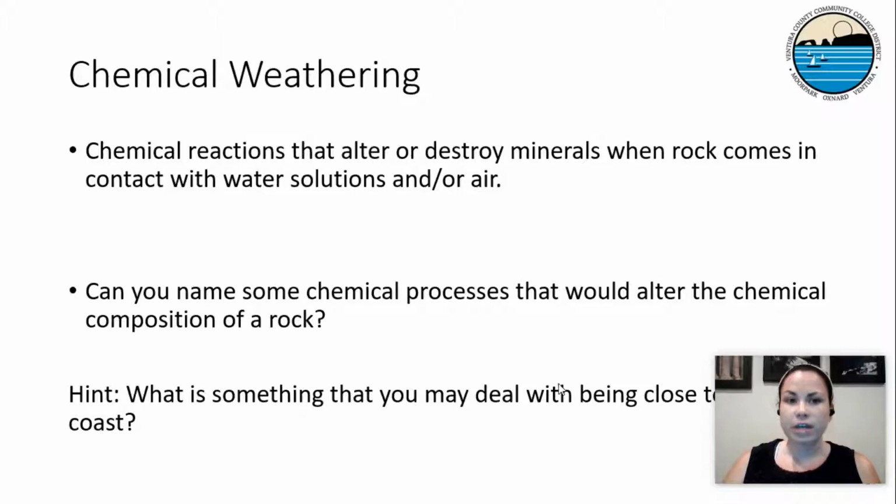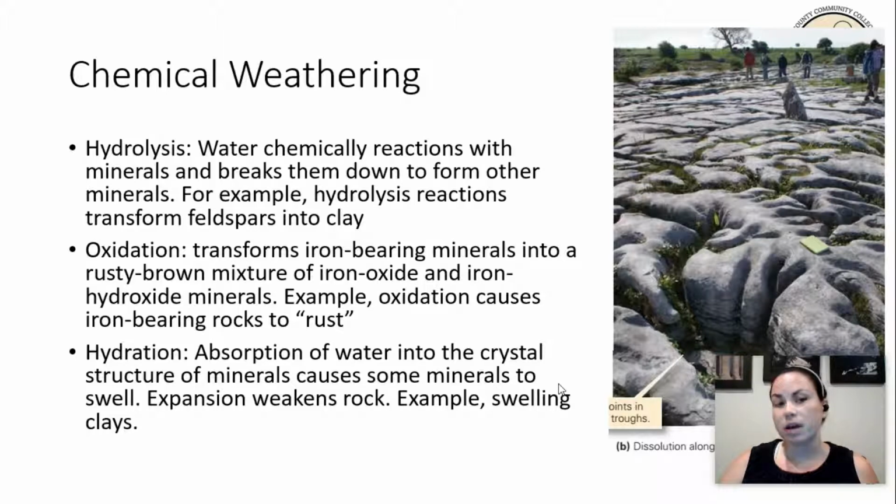Okay, so contrasting to that is chemical weathering. These are chemical reactions that alter or destroy minerals when rock comes in contact with either water solutions or air. So when you think about this, what would be a chemical process that might affect rocks? Something that you might think of, we see a little bit of that close to the coast. So here are some examples of chemical weathering. The one that you might be most familiar with is rust. That's the one I was referring to just then.